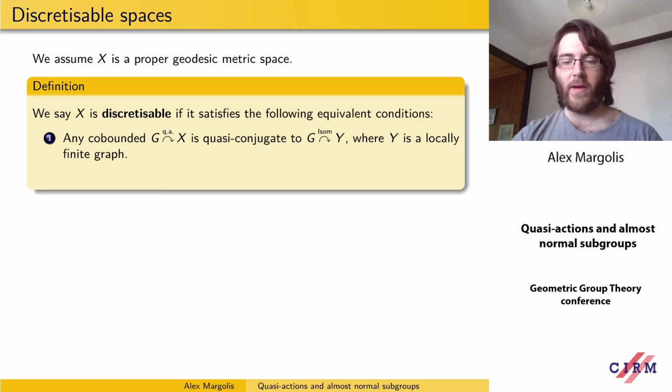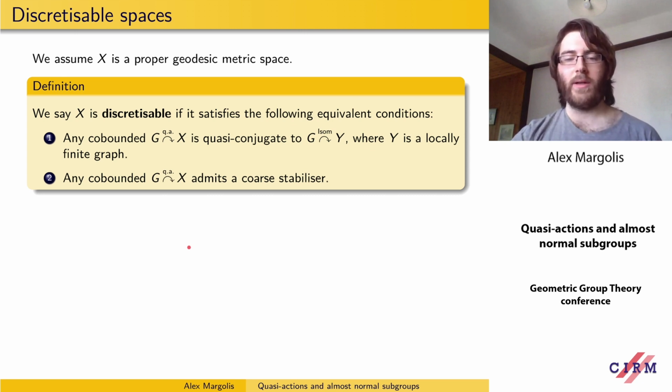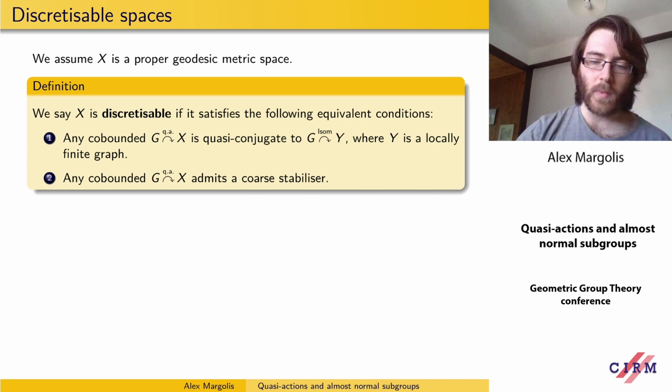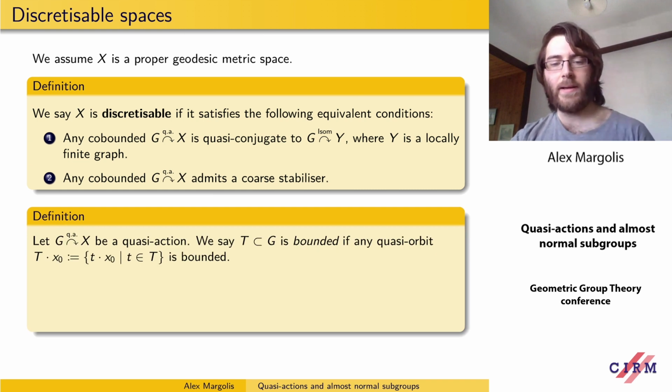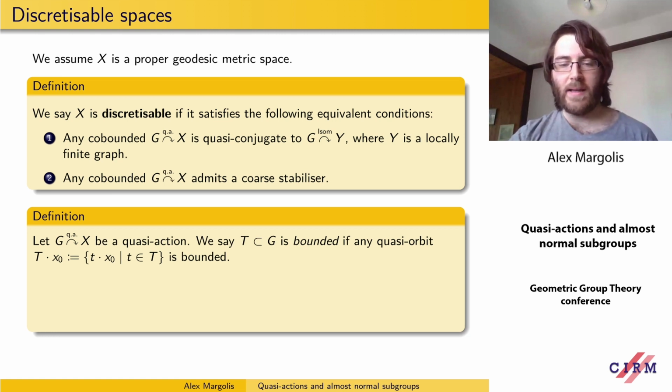And this motivates the following equivalent formulation. Any co-bounded quasi-action on X has something called a coarse stabilizer. So what's a coarse stabilizer? If we have a quasi-action of G on X, we say some subset of G is bounded if a quasi-orbit is bounded. And if one quasi-orbit is bounded, then every quasi-orbit is bounded.